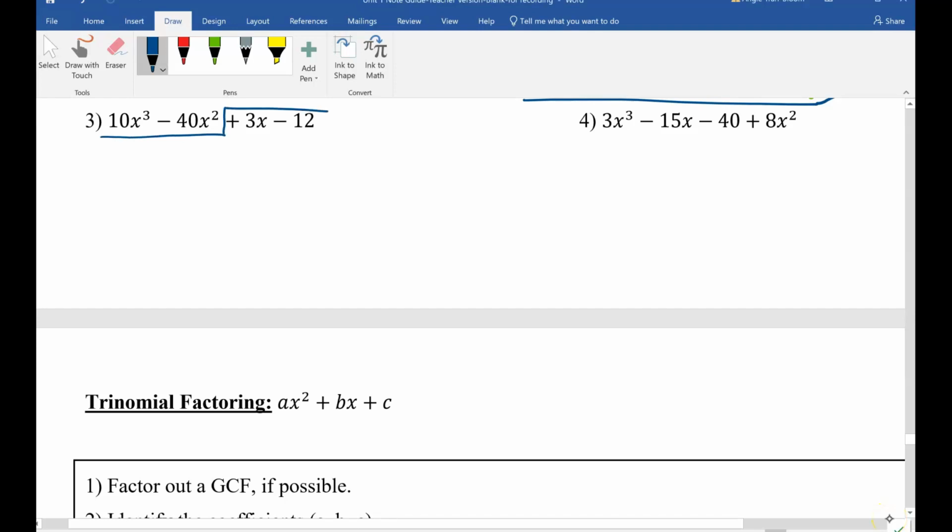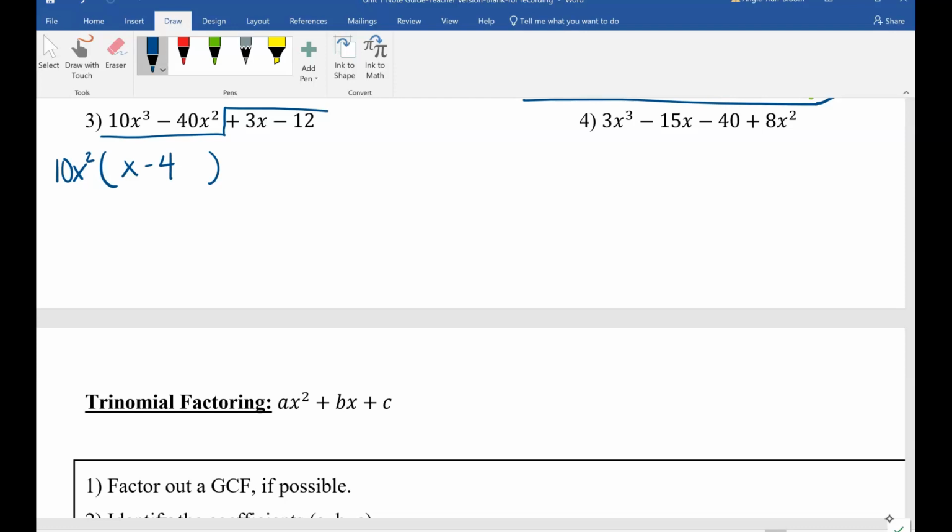Let's split it up. Okay, so 10x to the 3rd and 40x squared. Ooh, okay, well, cool. We can take out 10. They both have 10 in common. X to the 3rd and x squared, we can definitely take out an x squared. 10 divided by 10 is 1. X to the 3rd divided by x squared is x. 40 divided by 10 is 4.